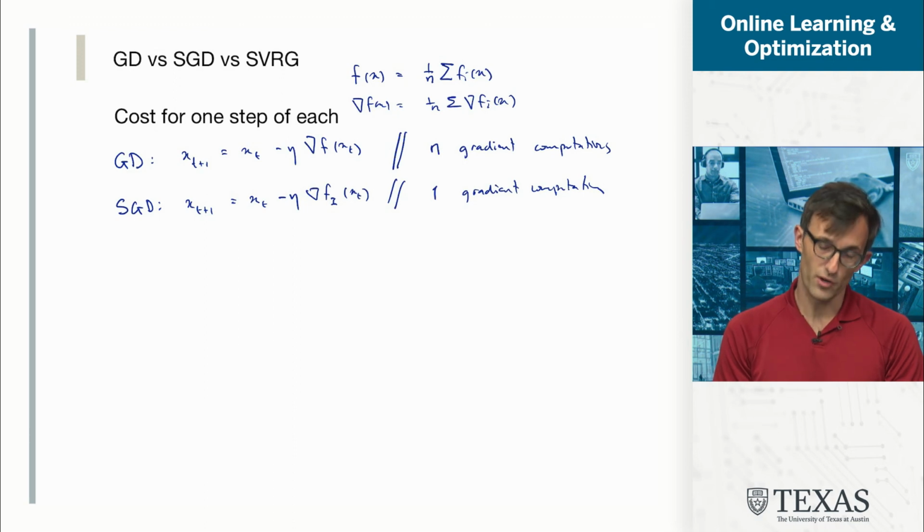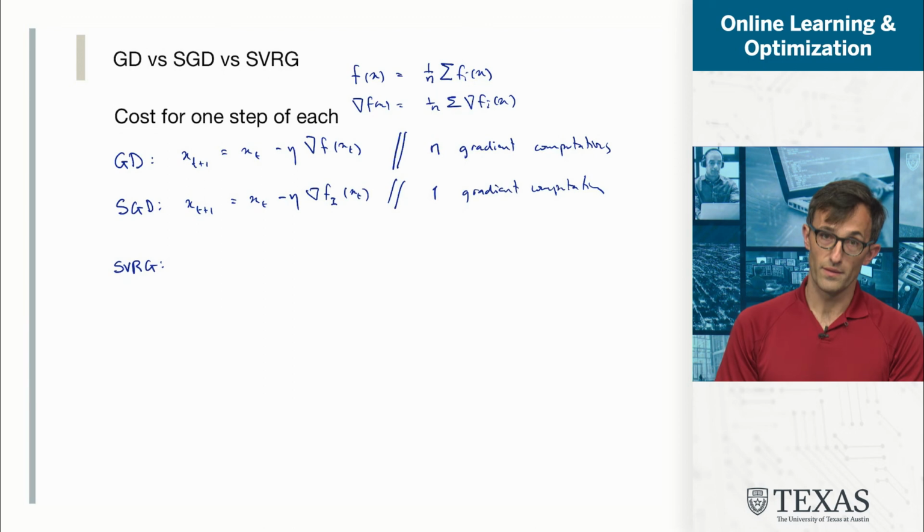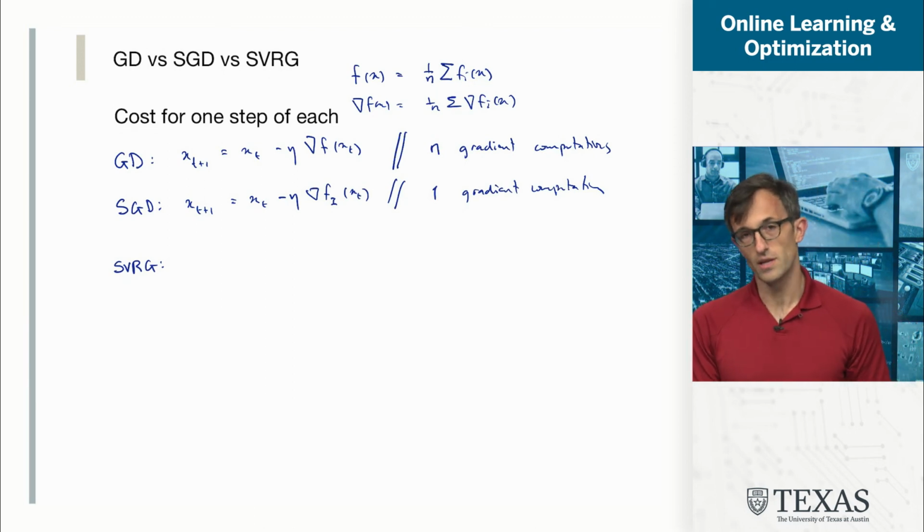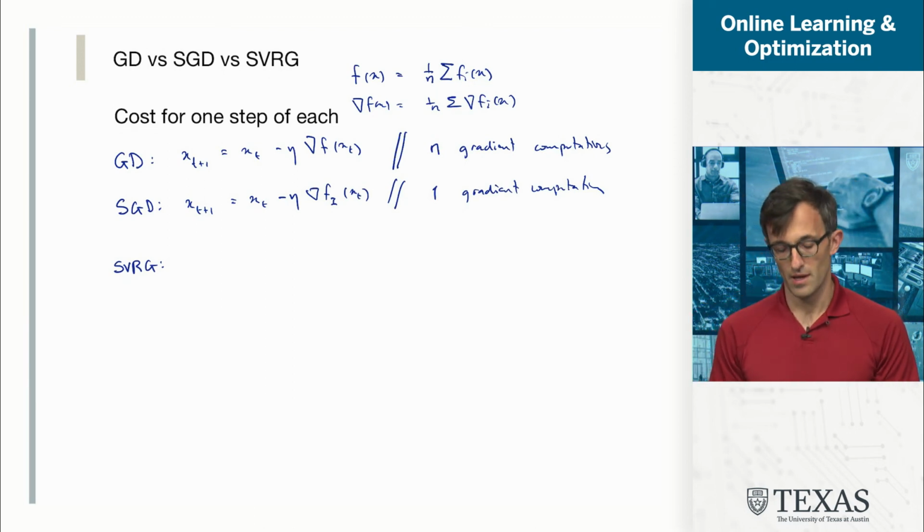And finally, we have SVRG. SVRG is a little more complicated. We have to remember what the algorithm is. So recall that SVRG is this two-pass algorithm, and our convergence rate is given in terms of the number of outer passes. So what I'm going to call one step of SVRG is one full outer loop.